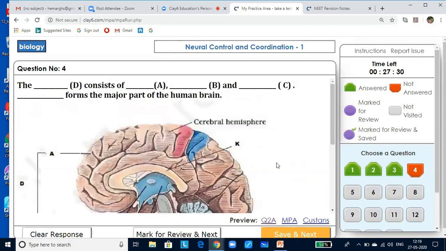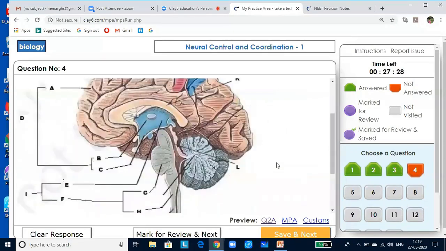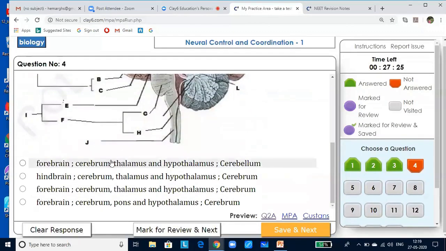Now the forebrain consists of cerebrum, thalamus and hypothalamus, and this forms the major part of the human brain. So it is obviously forebrain, cerebrum, thalamus and hypothalamus. The largest part will be the cerebrum.